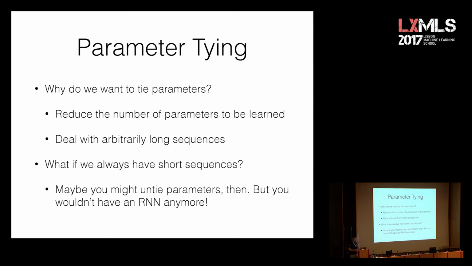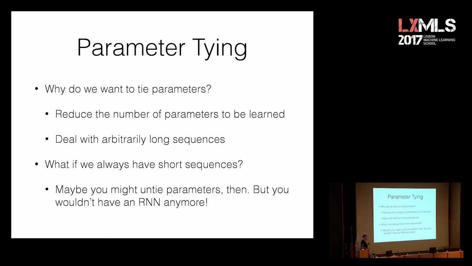Okay, so I briefly alluded to this, but just to recap, we want to tie the parameters because this also lets us reduce the number of parameters we need to be learning. If we had an independent matrix for every time step, we would have a much harder learning problem. We would probably have too many parameters to learn, and we would overfit the training data. And this lets us deal with arbitrarily long sequences.